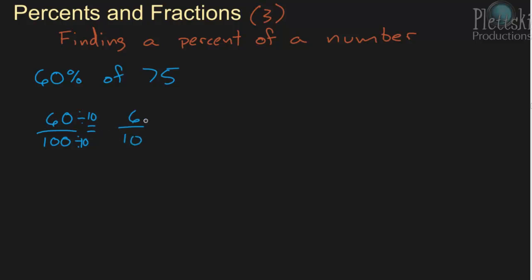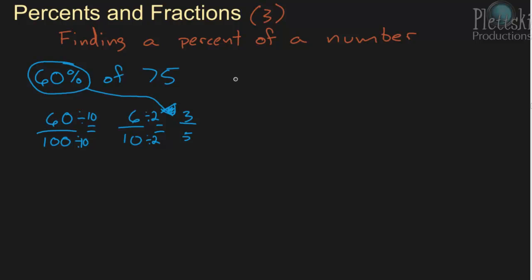That'll give me an equivalent fraction, and then I can simplify that further by dividing the numerator by 2 and the denominator by 2. I get 6 divided by 2, which is 3, and 10 divided by 2, which is 5. So 60% is equivalent to 3/5. So I'm really saying I want 3/5 of 75. Saying 60% of 75 is saying the same thing as 3/5 of 75.